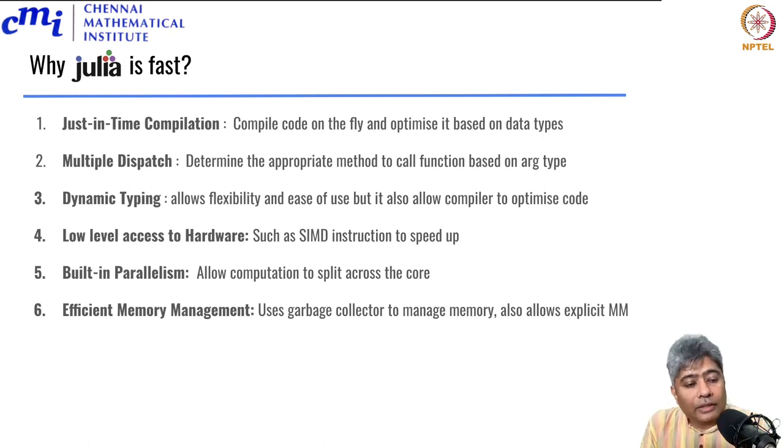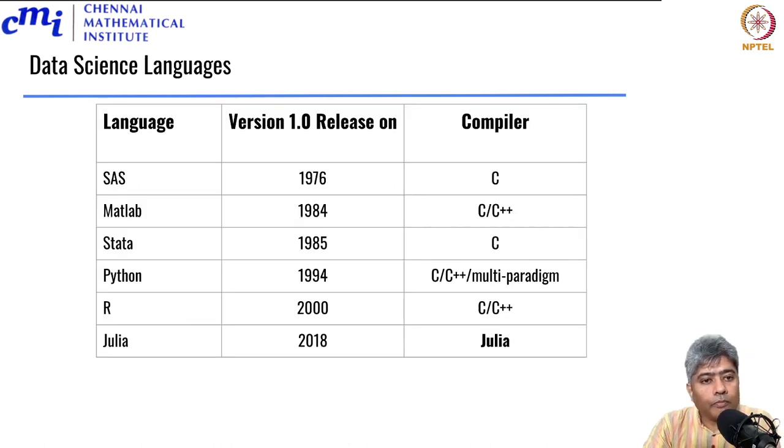So another feature is dynamic typing. It allows flexibility and ease of use, but it also allows the compiler to optimize the code. Low level access to hardware such as SIMD instructions to speed up, built-in parallelization that allows computation to split across the cores. So if there is any free core available, Julia figures it out and it can go and try to use that core. Efficient memory management: it uses the garbage collector to manage memory, and allows explicit memory management.